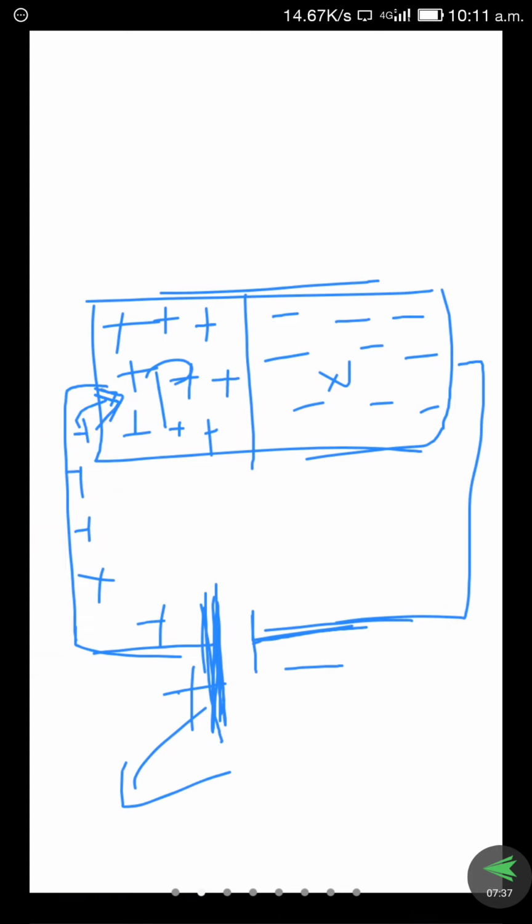Operation of PN junction diode, that is forward bias. Forward bias means the positive anode is connected to the P type region and negative is connected to the N type region. That is called a forward bias. The positive terminal of a battery is connected to the P region and the negative terminal of the battery is connected to the N region. So that is called a forward bias.